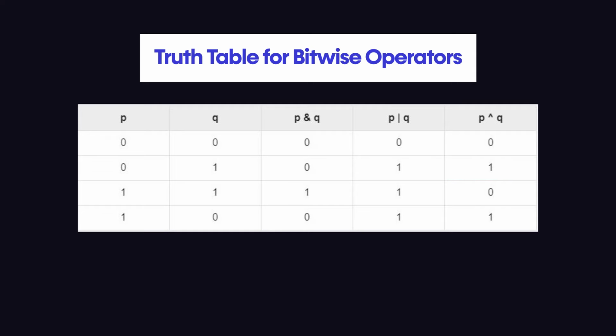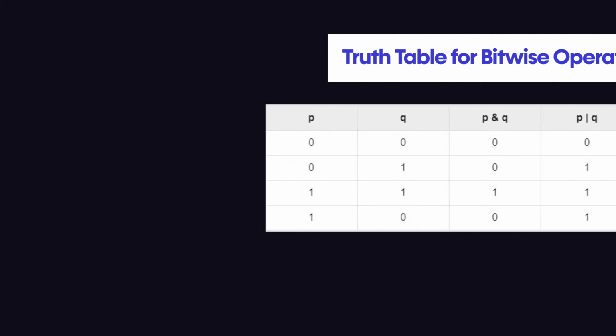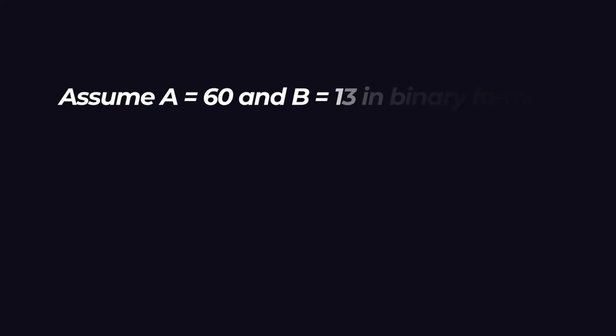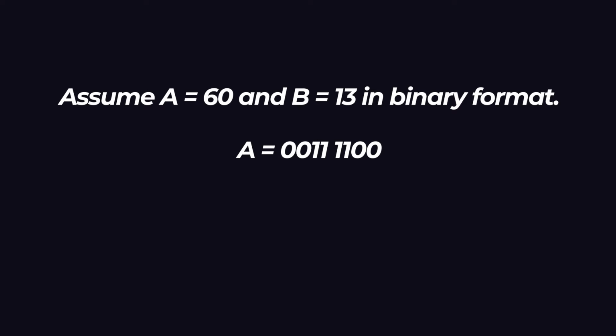So now let's talk about the actual bitwise operators that are available in the C programming language. To demonstrate them, we are going to assume that the value A is 60 and the value B is 13, and A in binary is 00111100 and 13 in binary is 4 zeros followed by 1101.